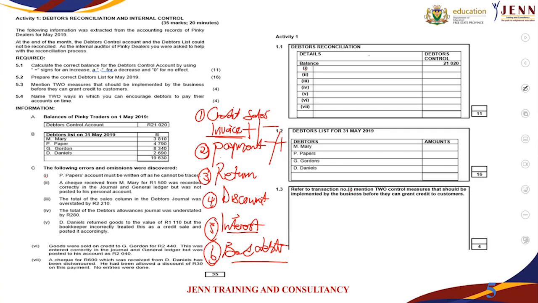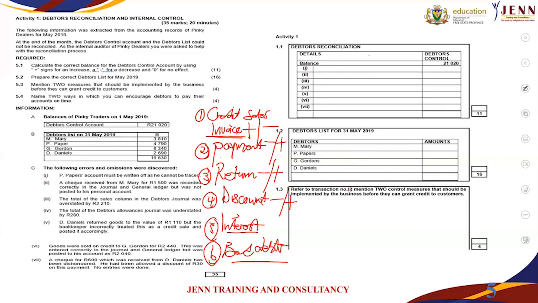And then return means we have to reduce the amount of money that the debtor is owing us if it is not recorded. But if a return was recorded by mistake, it means we will have to add it back, either on the debtors control or on the debtors list. And then a discount means minus. It means we have to reduce the amount of money that a debtor is owing us. But if it is also recorded by mistake, we will have to add that amount that was recorded by mistake.